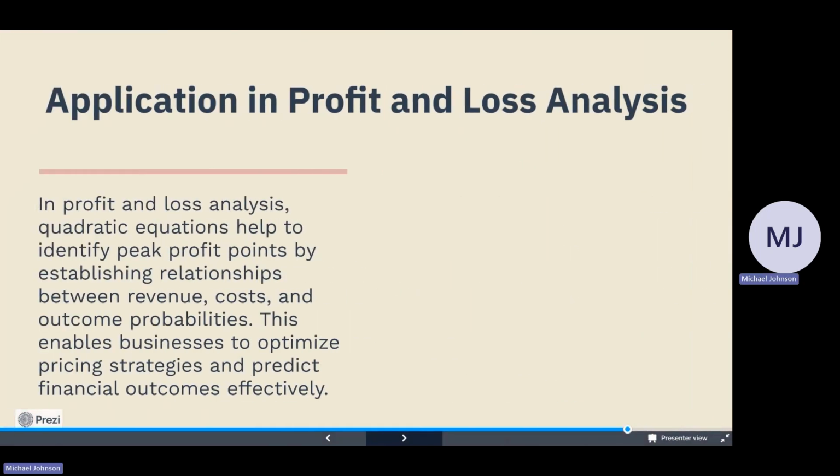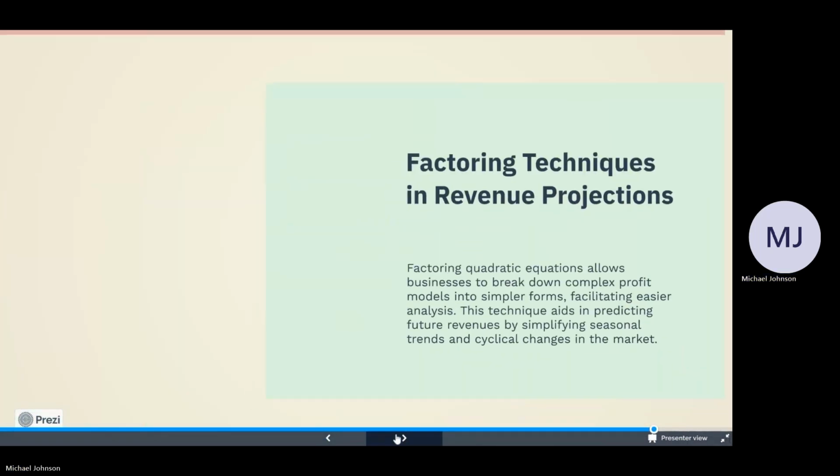In profit and loss analysis, quadratic equations help to identify peak profit points by establishing relationships between revenue, costs, and outcome probabilities. This enables businesses to optimize pricing strategies and predict financial outcomes effectively.